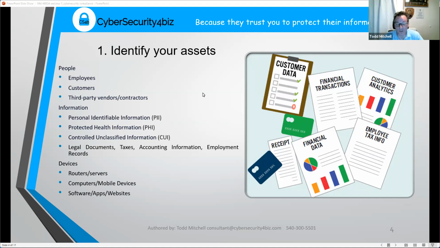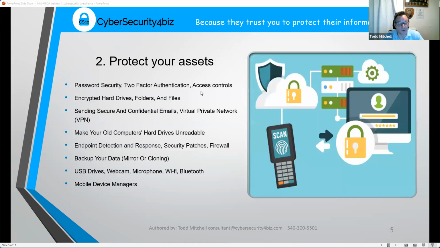And whether that's third-party software that you've purchased or software that you've had custom made for you that's very proprietary, you still want to have protections on those. So now that you've identified all that, the next thing you want to do is try to protect it. And the way you're going to protect it is basic cybersecurity principles that fall into several areas: password security, two-factor authentication, and access controls.